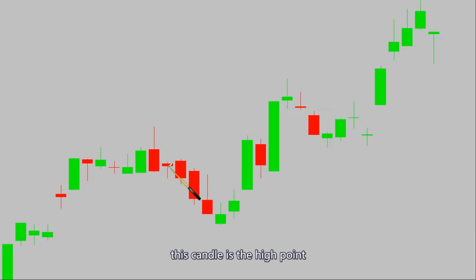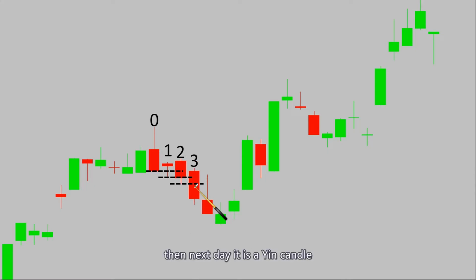This candle is the high point. After this candle, price pulls back. Then we mark this candle as 0. Then according to our criteria, this candle is lower than candle 0, so it is marked as 1. Then this candle is lower than candle 1, so it is marked as candle 2. Then this candle is lower than candle 2, so it is marked as candle 3.